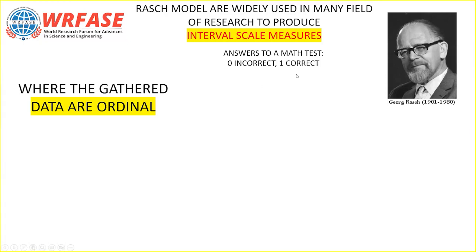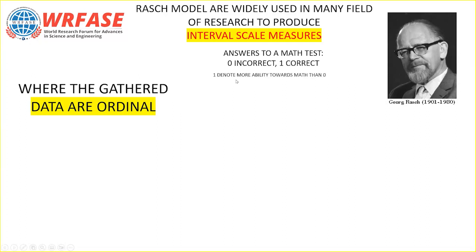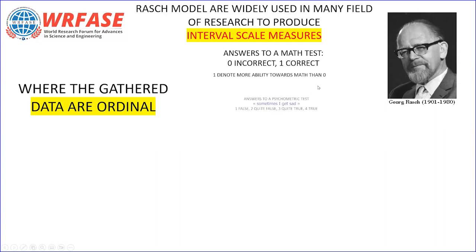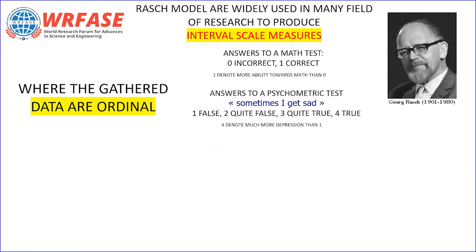For example, in mathematics, when you make a test in math, you can have 0 or 1, 0 incorrect, 1 correct. Obviously, 1 denotes more ability towards math than 0. In psychometrics, for example, if you ask "sometimes I get sad" and you ask to answer with 1, 2, 3, 4, like one face for true. Obviously, 4 denotes much more depression than 1.